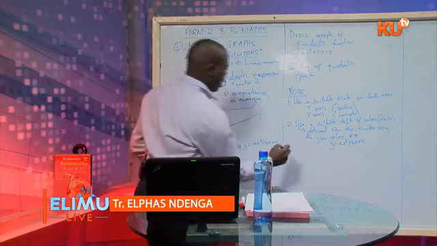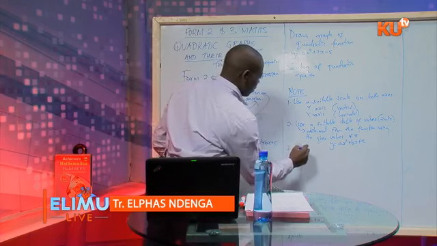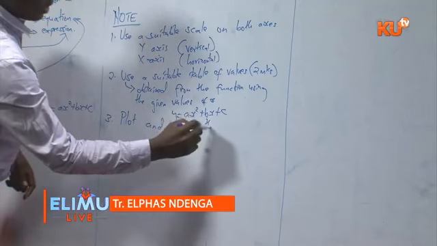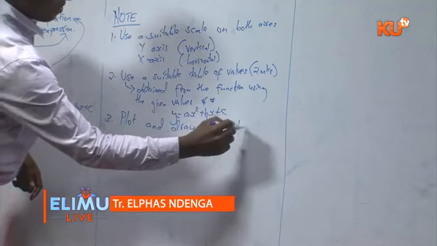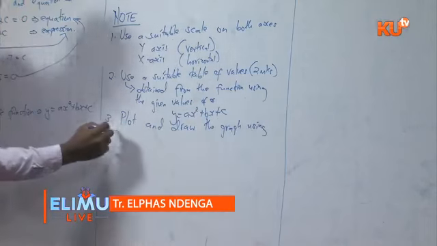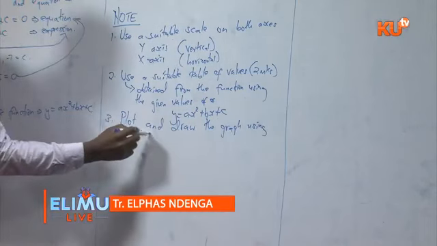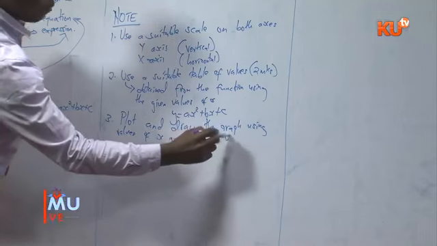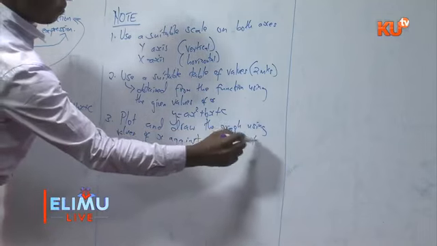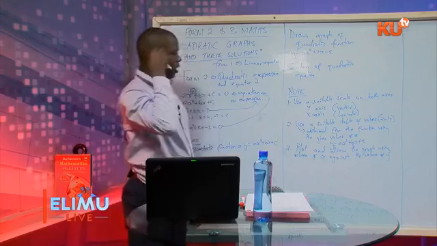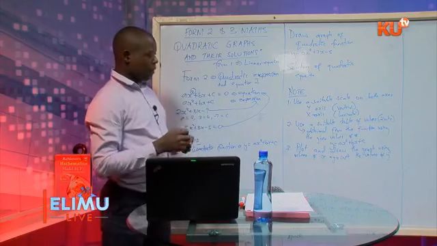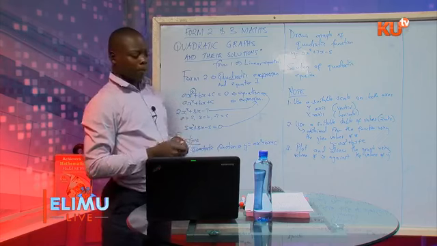And then after that, we are able to plot and draw the graph using the values of x against the values of y. So you plot the graph using the values of x against the values of y.